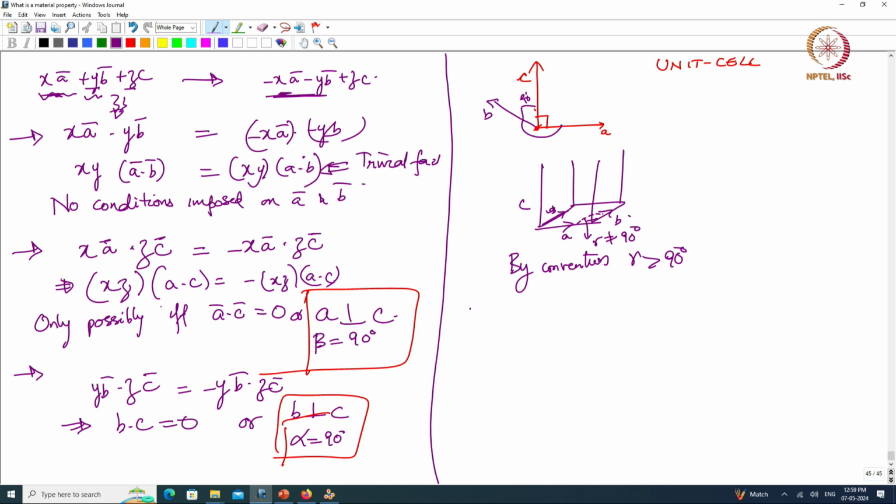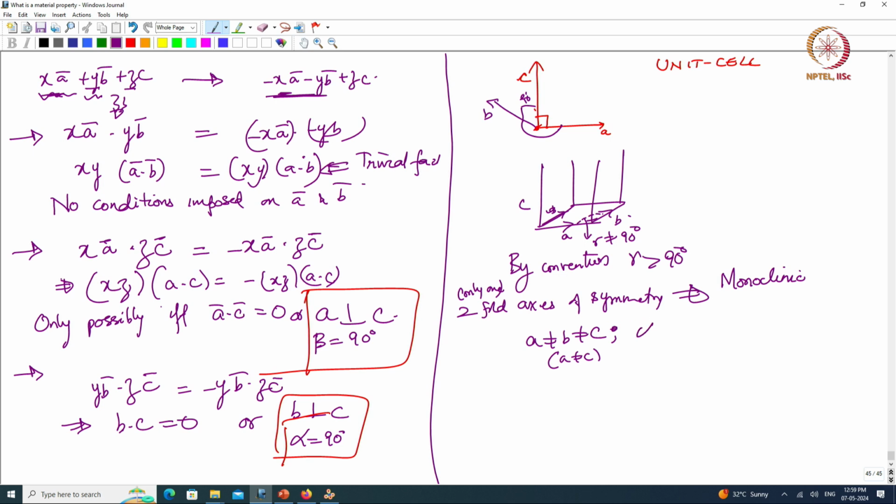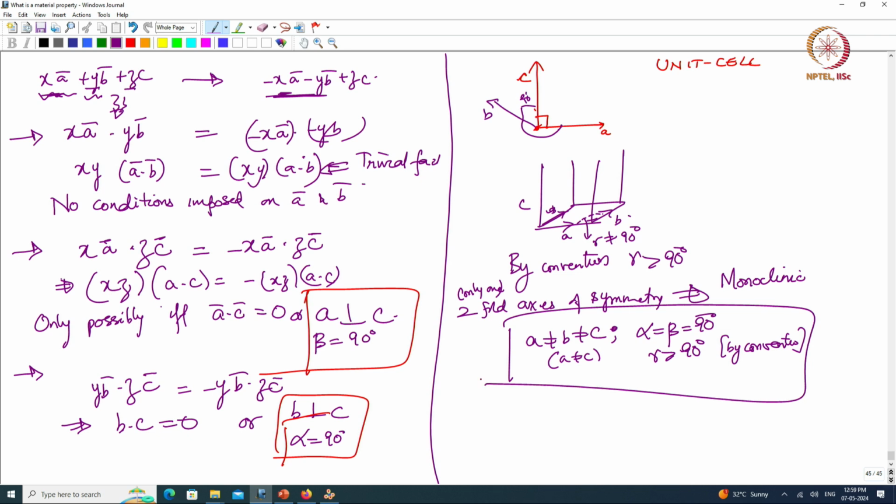Okay. So, if I have only one twofold axis of symmetry, then my crystal system turns out to be what is called a monoclinic crystal system, and the constraints are that A does not need to be equal to B, not equal to C, and also A not equal to C, but you need to have alpha equal to beta equal to 90 degrees and gamma greater than 90 degrees. This is by convention. So, if your unit cell is defined this way, that also means that there is an underlying either twofold axis of symmetry or a mirror, which will also do the same thing.